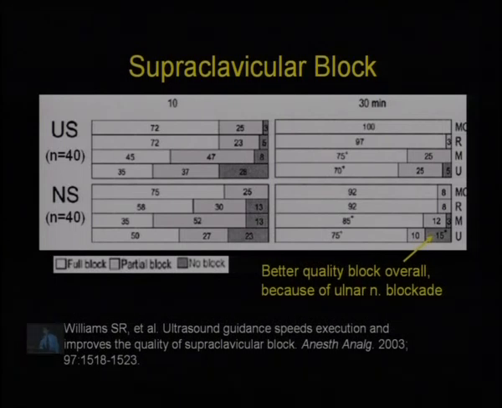They also analyzed the blockade in different nerves. The significant finding is that for the ulnar nerve block, using ultrasound-guided, which is up here, the failure rate is much lower than that of a nerve stimulator-guided supraclavicular nerve block. So the overall quality of block is better using ultrasound-guided supraclavicular nerve block because it will get the ulnar nerve more frequently.